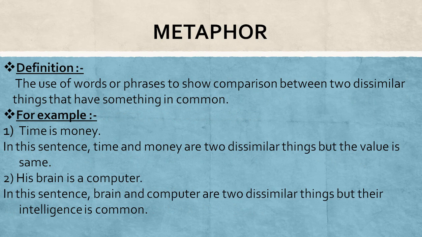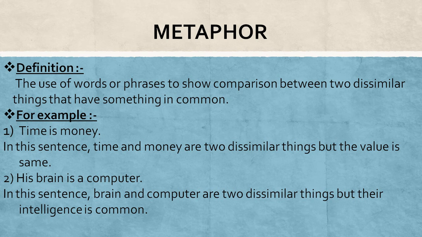Fourth figure of speech we are going to discuss is metaphor. Definition: the use of words or phrases to show comparison between two dissimilar things that have something in common. For example, 1. Time is money. In this sentence, time and money are two dissimilar things but the value is same.